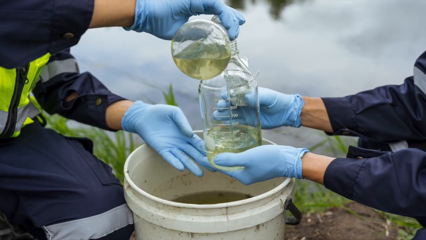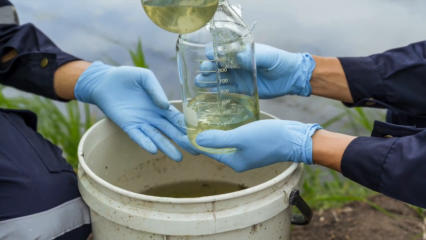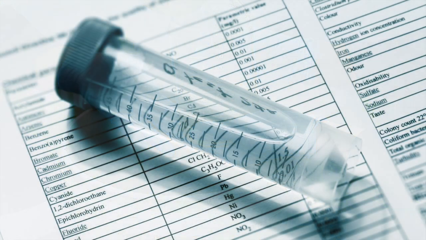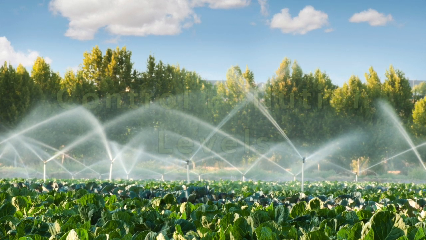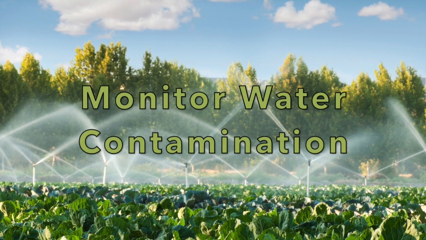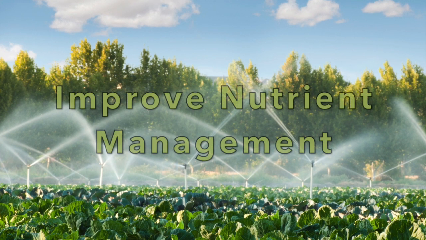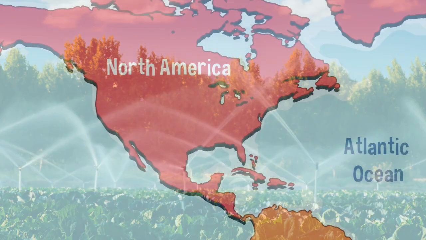The presence of contaminants in water can lead to health issues in humans, animals, and the habitats surrounding the area. Monitoring water quality regularly will help to protect waterways. WQI information can be used to help control pollution levels, monitor water contamination, and improve nutrient management plans for farmers and other people in a given area.